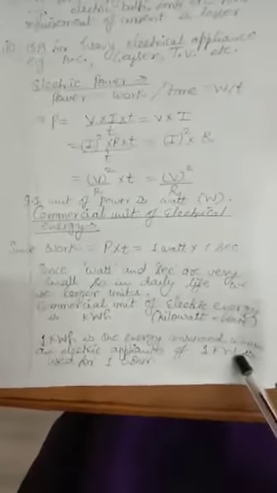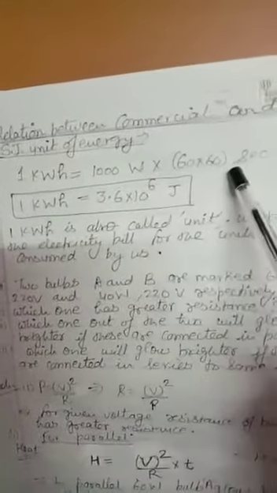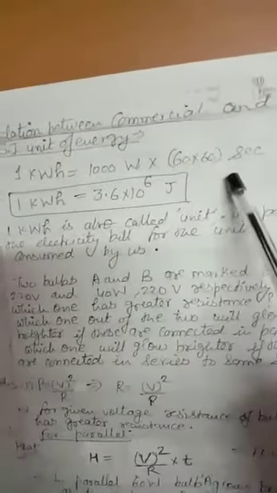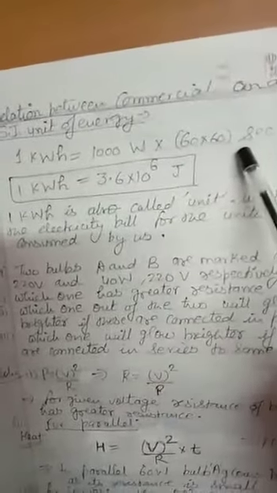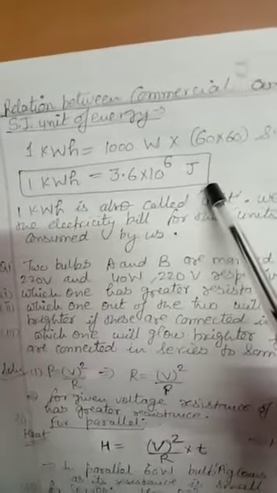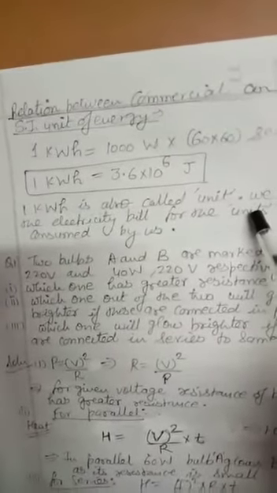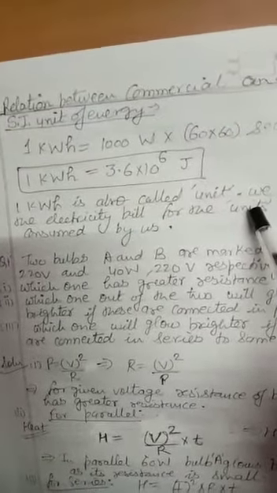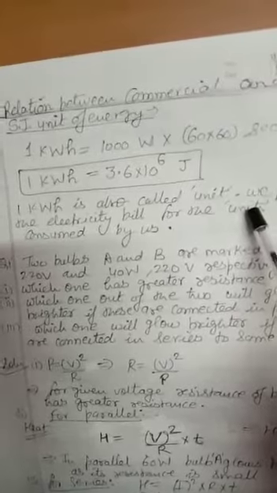So in daily life we use a bigger unit: if we use a 1 kilowatt appliance for 1 hour, then whatever energy is consumed is called 1 kilowatt hour. If we have to calculate the value in SI unit, then 1 kilowatt hour means 1 kilowatt into 1 hour, converted into watts and seconds, 1000 into 60 into 60, and that way we get 1 kilowatt hour is 3.6 into 10 power 6 joule. And this 1 kilowatt hour is also called the unit. So in daily life we pay the electricity bill for the units consumed by us in a month.